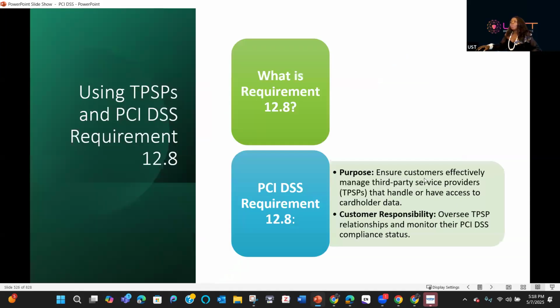So in the next video, we will talk about third-party vendor risk requirement 12.8 and see what it actually means. I don't want the video to be so long.